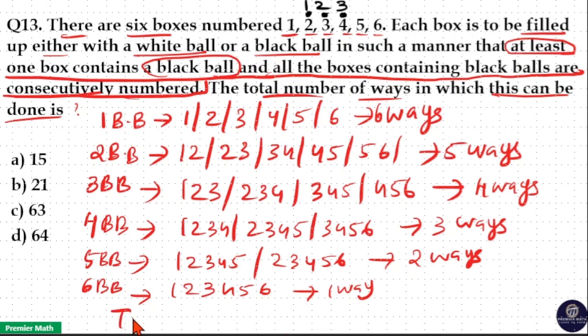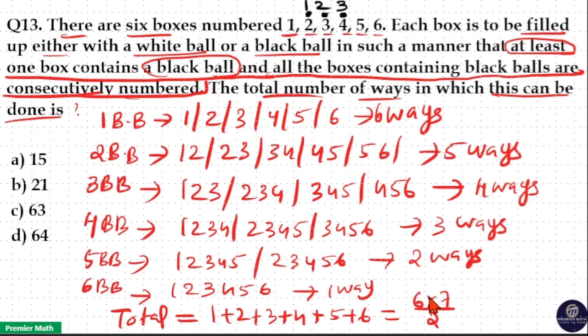Now the total number of ways is equal to 1 plus 2 plus 3 plus 4 plus 5 plus 6. That is the sum of 1 to 6, which is equal to 6 into 7 divided by 2, n into n plus 1 by 2, which is equal to 21 ways. So option B is your answer.